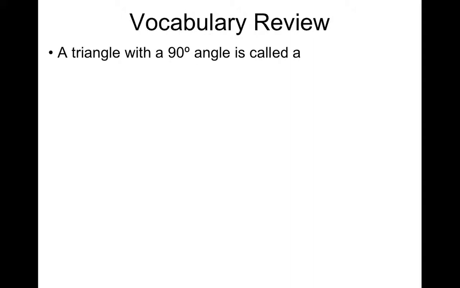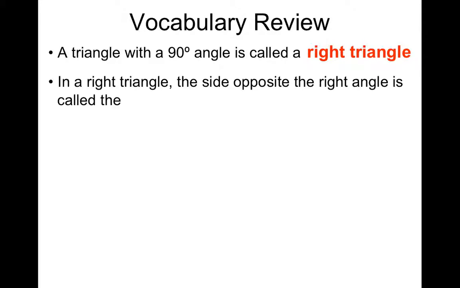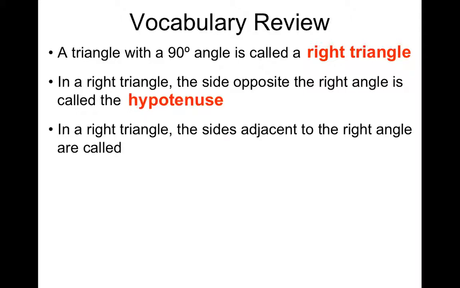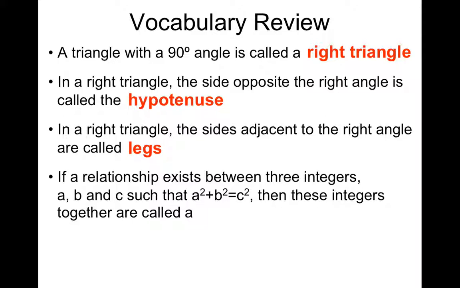So let's do some vocabulary so we're all talking about the same terms. A triangle with a 90-degree angle is called a right triangle. In a right triangle, the side that is opposite the right angle, the one that's as far away from the right angle as possible, and it's also the longest side, is called the hypotenuse. In a right triangle, the other two sides, or the sides that are next to the right angle, are called its legs.